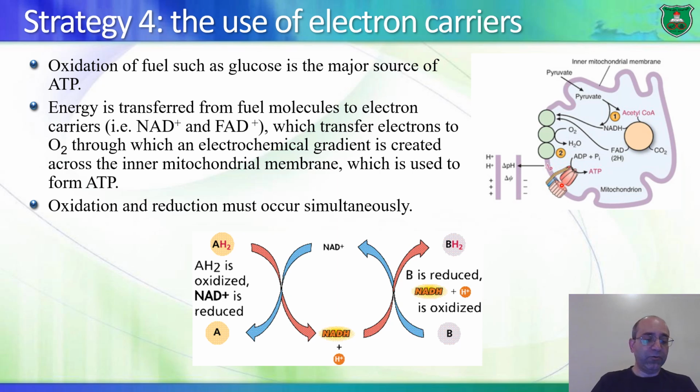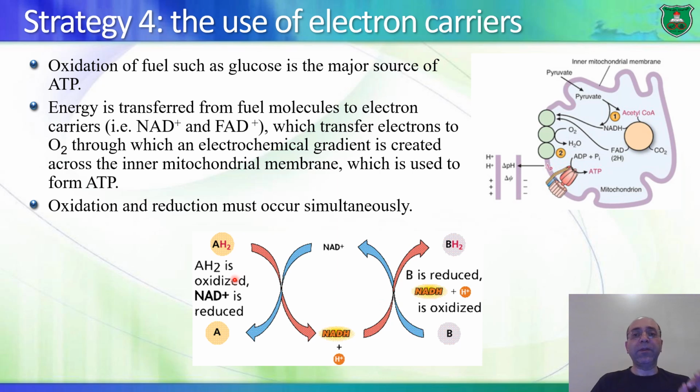So there's gradual accumulation of energy across the inner mitochondrial membrane, creating a lot of energy potential. And then this energy potential is converted into biochemical energy stored in the ATP molecule.